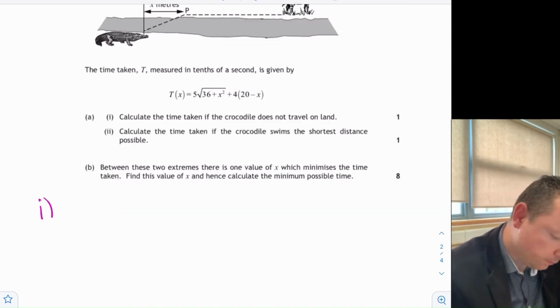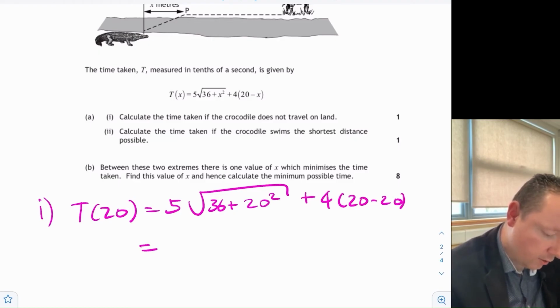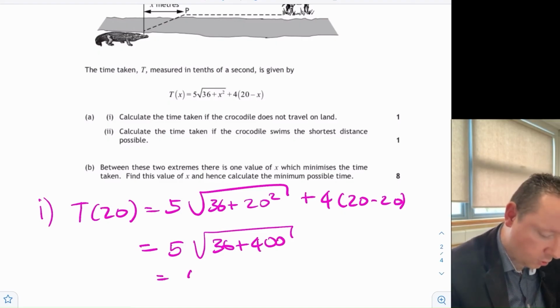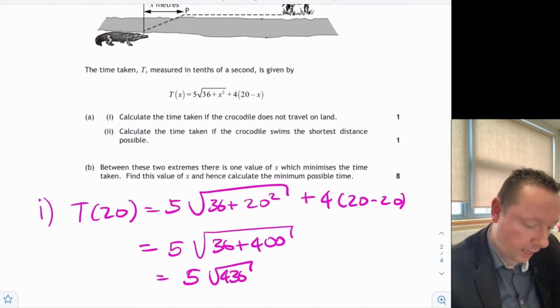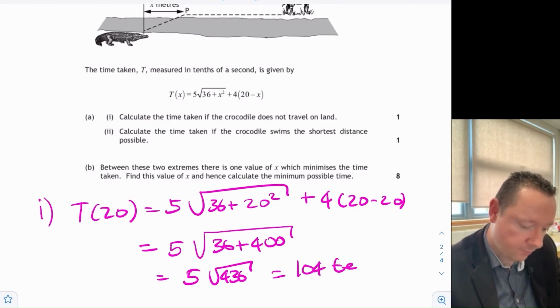So part 1, t of 20 is 5 root 36 plus 20 squared, plus 4 times 20 minus 20. Well, that's 0. So that's just 5 times the square root of 36 plus 400, which equals 5 times the square root of 436. Once you get your calculator out, square root of 436, times 5, and you get 104. Just remember your units, it's tenths of a second. So that's part 1 done.